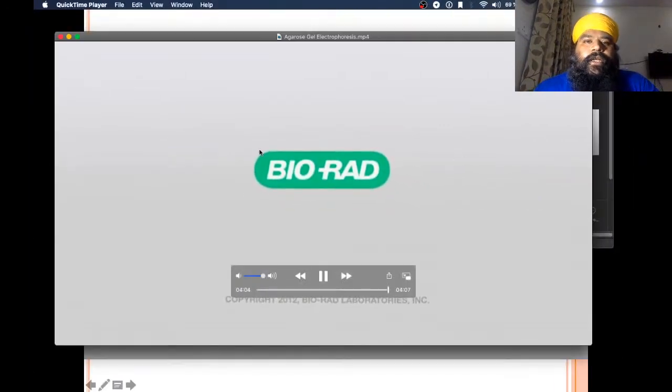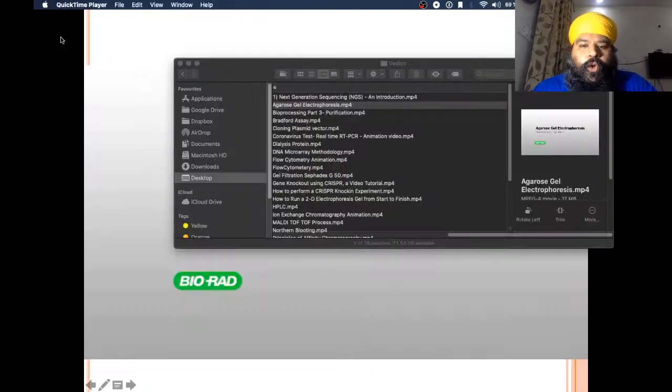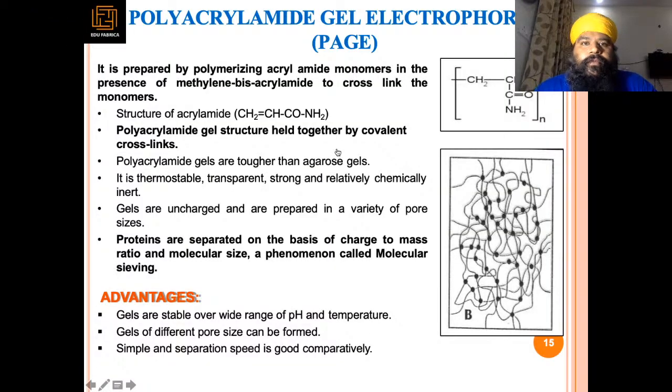Yeah, that was agarose gel electrophoresis. Now this is polyacrylamide gel electrophoresis. It is prepared by polymerizing acrylamide monomers. We also discussed this yesterday in 2D gel electrophoresis, where acrylamide and methylene bisacrylamide make cross connections together between these monomers and form this structure, figure B.